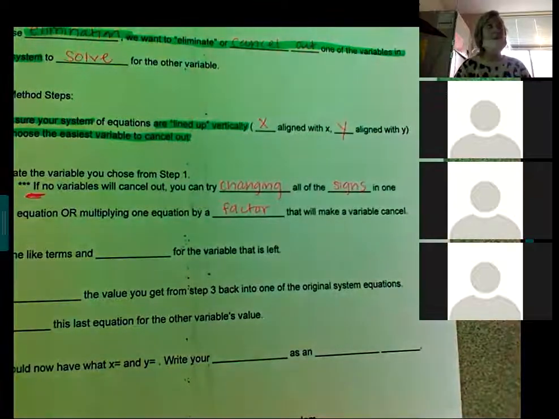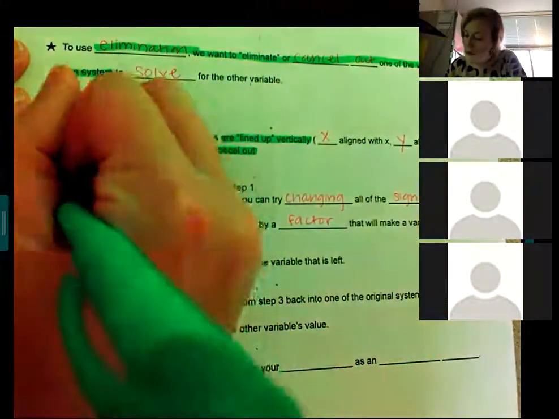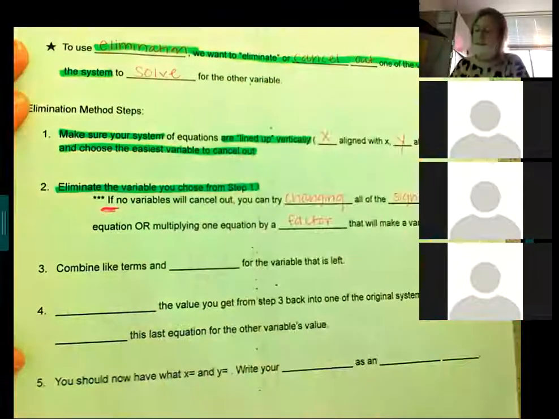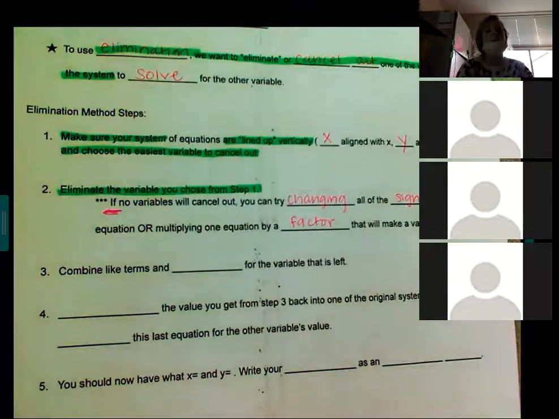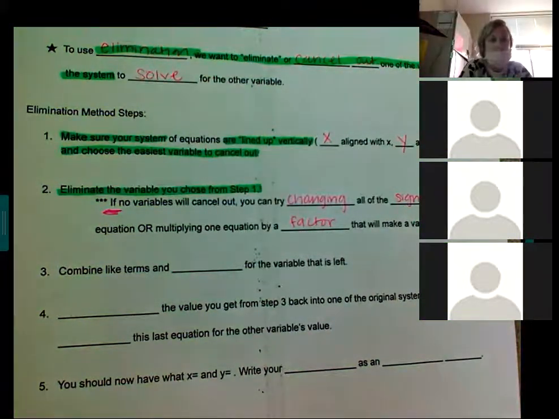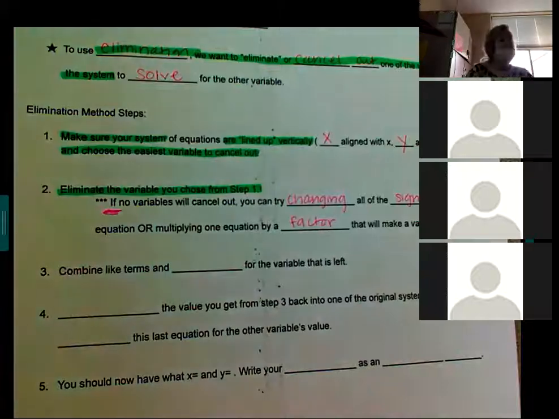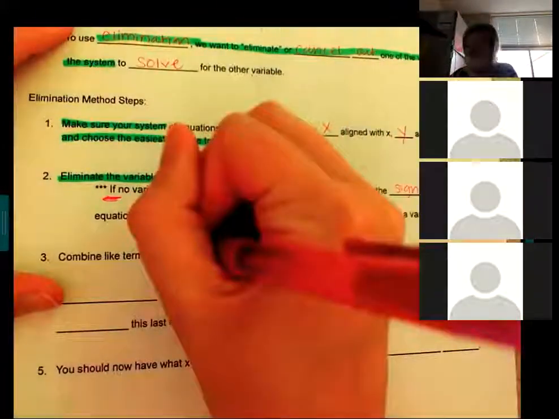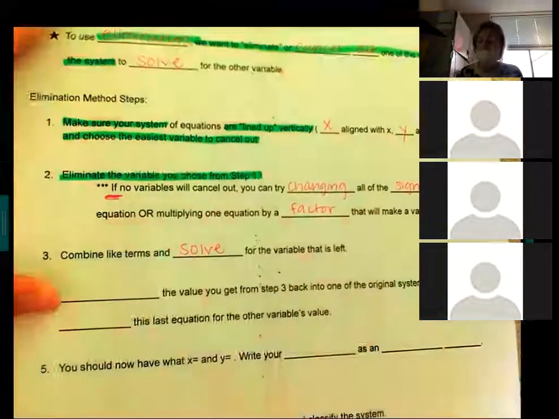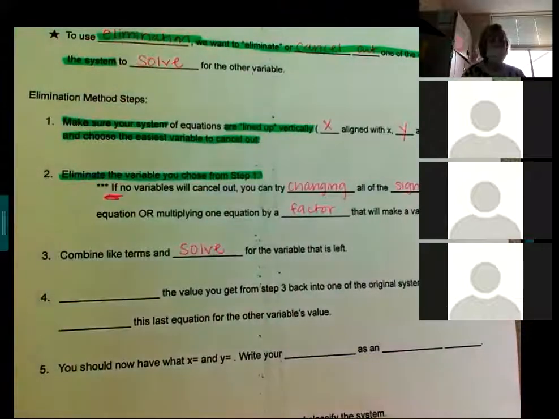Do we understand? People at home, you don't have to write that unless you want to, but what you do need to write is step 2, eliminate the variable you chose from step 1. Step 3 is easy. You're going to combine like terms and solve for the variable that is left.